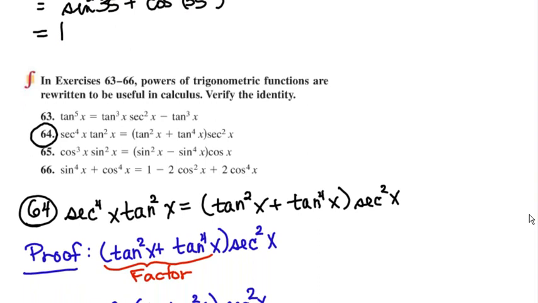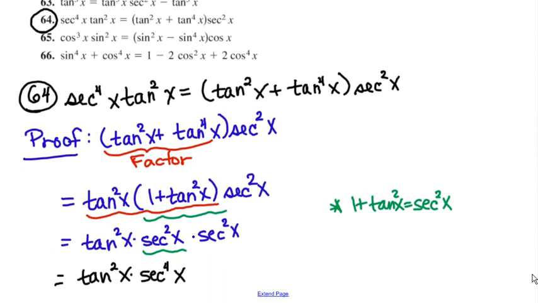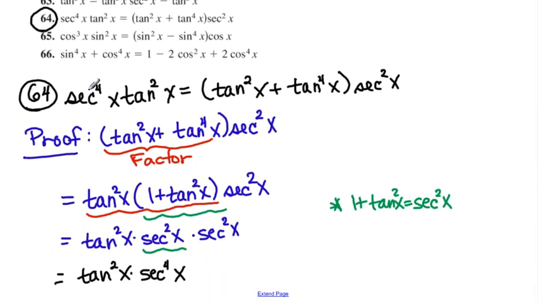And then the last thing I want to show you is number 64 here. It is to show secant to the fourth x tan squared x is equal to tan squared x plus tangent to the fourth x times secant squared x. So the more complicated side is, in my mind, the right side. So we look at tan squared x plus tan to the fourth x. We can factor that, taking out a tan squared x. So a tangent squared x out of itself leaves a 1. Tan squared x out of tan to the fourth x leaves a tan squared x.